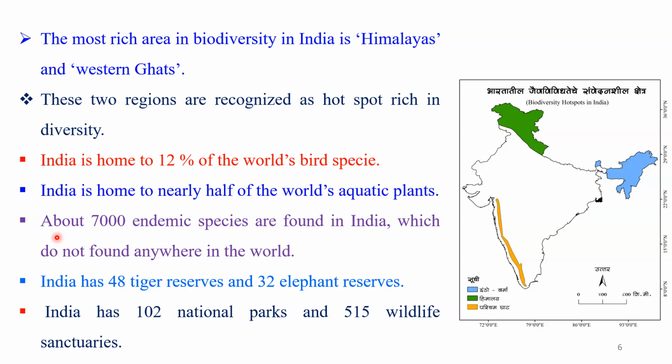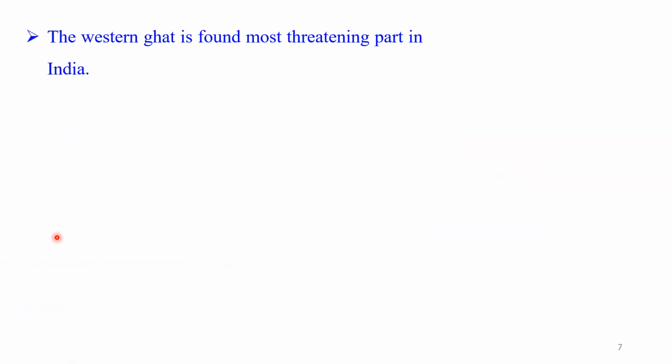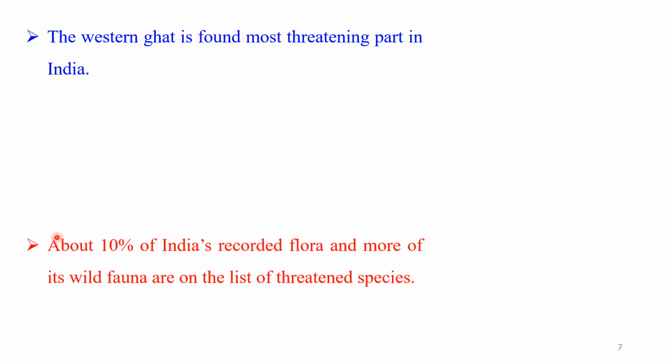Then India has 48 tiger reserves and 32 elephant reserves. India has 102 national parks and 515 wildlife sanctuaries. So this is also a very important part related to India. Dear student, the Western Ghat is the most threatened part of India. Here, the biodiversity is depleting very fast due to various reasons that we are going to discuss later. But just keep in mind that the Western Ghat is the area where biodiversity is depleting very fast.